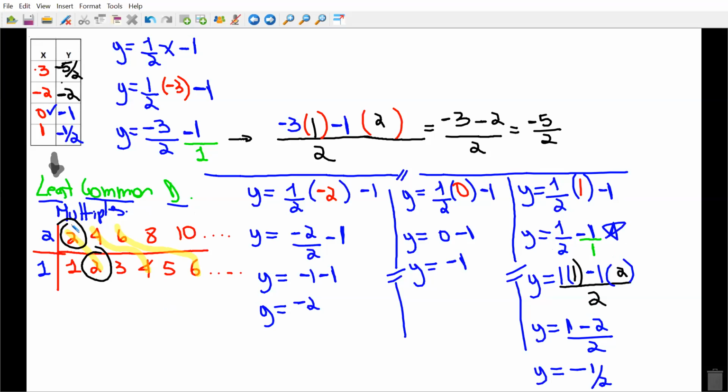And what I did was I looked for the multiples of 2 and the multiples of 1. The multiples of 2 are 2, because 2 times 1 is 2, 4, 6, 8, 10, and so on. The multiples of 1 are 1, 2, 3, 4, 5, 6, and so on, right? And then I look for which ones I had in common. So I found out my yellow lines, remember? These are common, but I was looking for my least common denominator. That's why I chose the number 2.